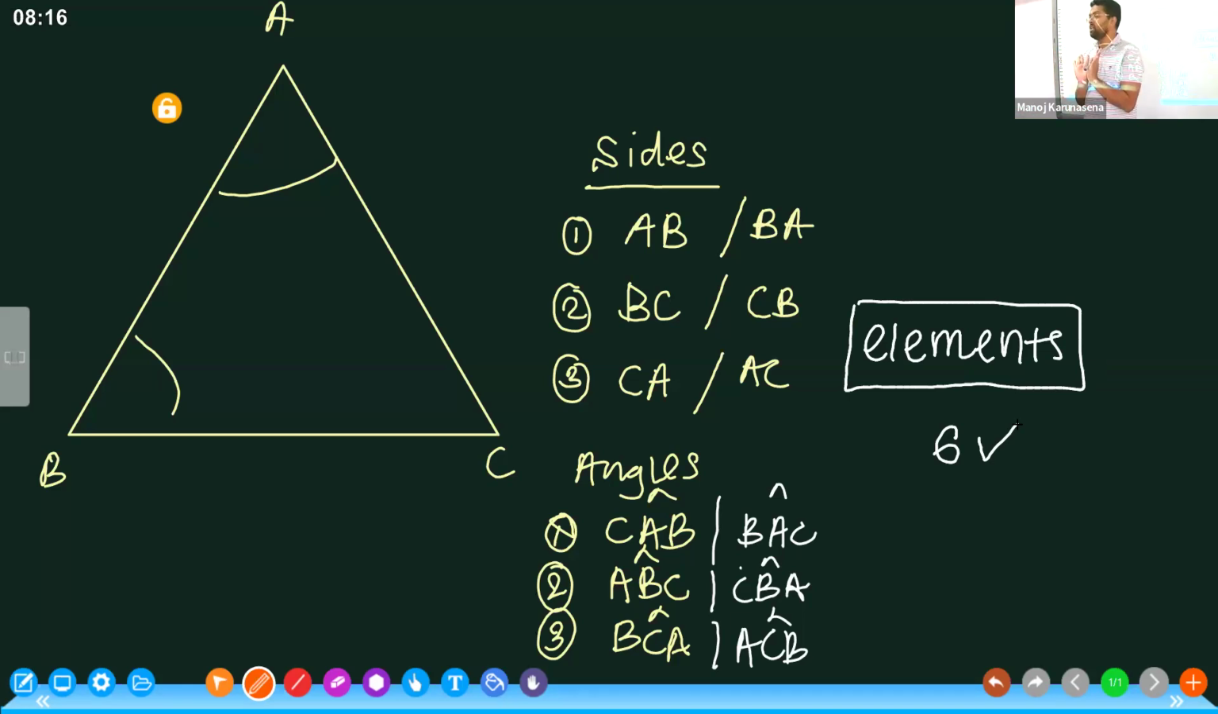Now here onwards, what we are going to talk about is the congruence of triangles. In other words, can you remember the term coincide?